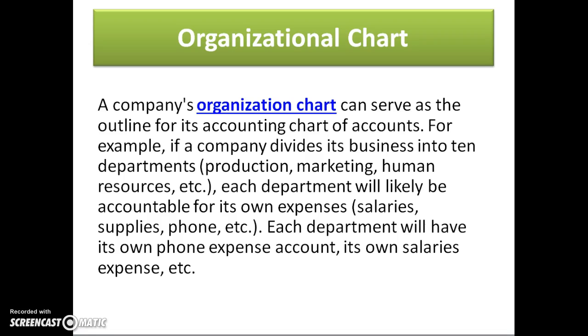Oftentimes, we see the chart of accounts actually match up against the organizational chart within a company. So when it comes time to create your own chart of accounts, you can look at your own company's organizational chart and lay things out in such a fashion.